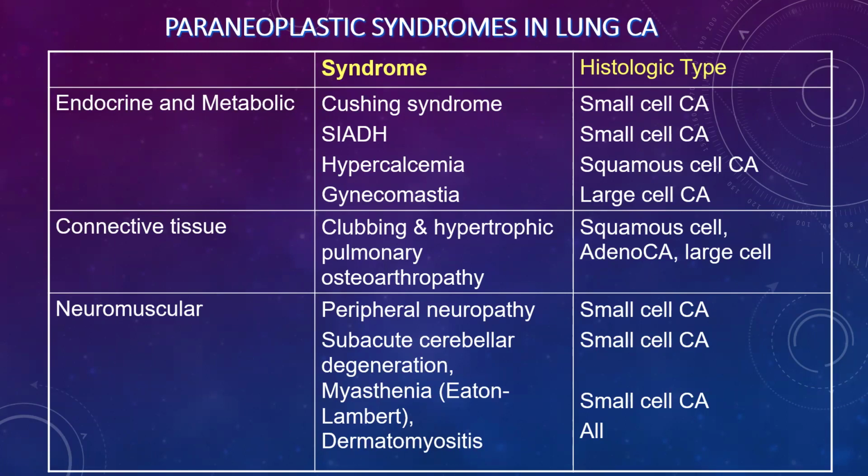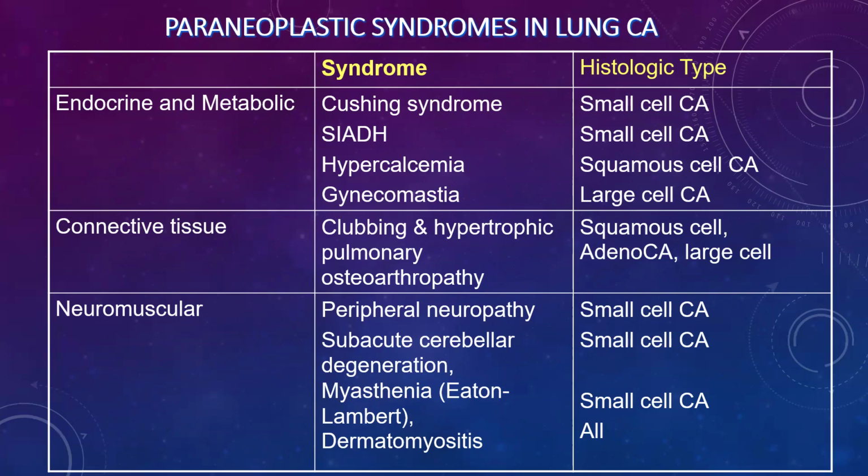SIADH can also be seen in small cell CA. Hypercalcemia can be encountered in squamous cell CA. You can have gynecomastia in large cell CA. So these paraneoplastic syndromes are because of the substances secreted by the tumor cells, leading to these manifestations. Other manifestations, you can have connective tissue manifestations such as clubbing and hypertrophic pulmonary osteoarthropathy, and this can be seen in squamous, adeno, and large cell CA.